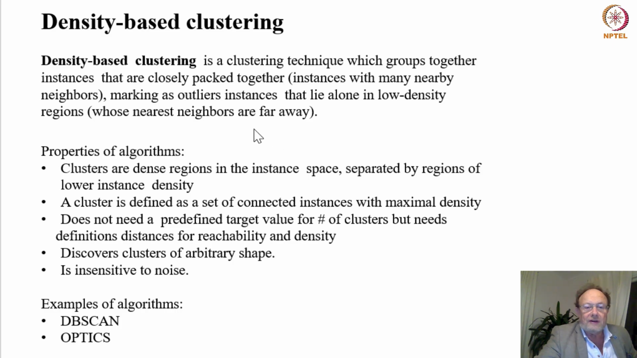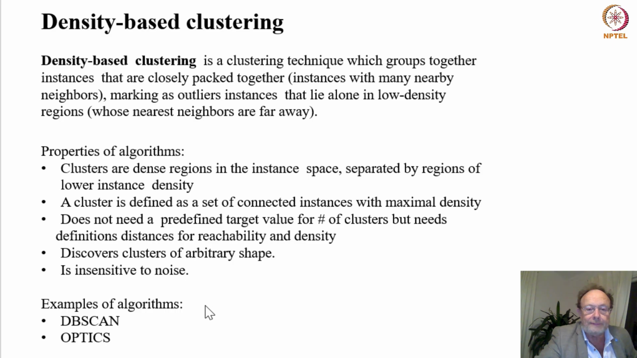So properties of this kind of algorithm are that clusters are dense regions in the instance space separated by regions of lower instance density. A cluster is defined as a set of connected instances with maximal density. This kind of algorithm does not need a predefined target value for the number of clusters, but needs definitions for distances, for reachability, and density. It can discover clusters of arbitrary shape, and it's pretty insensitive to noise. So there are many advantages here.